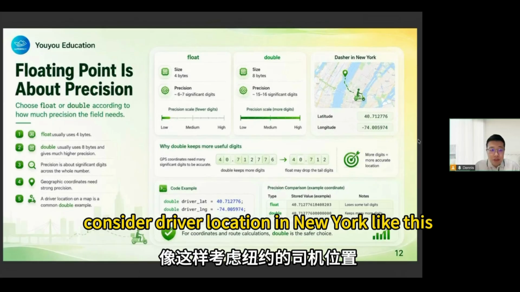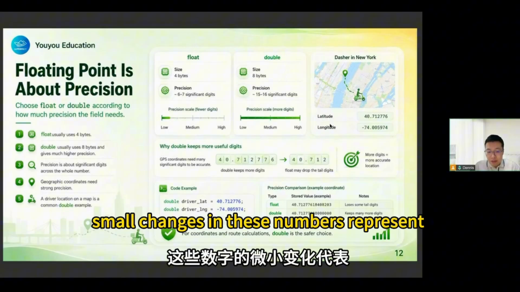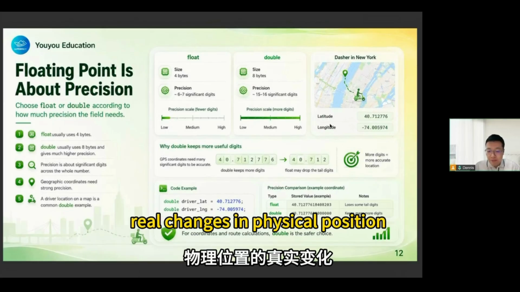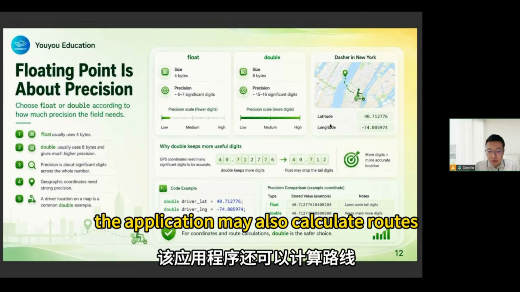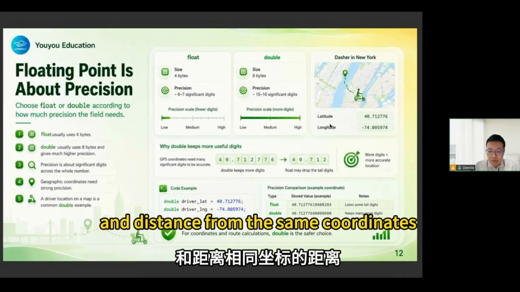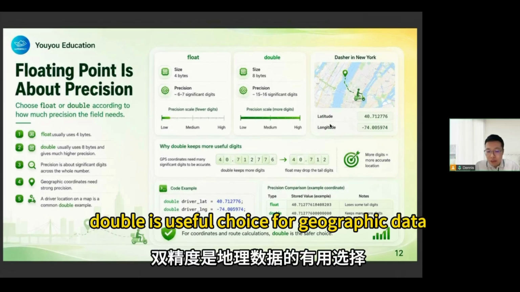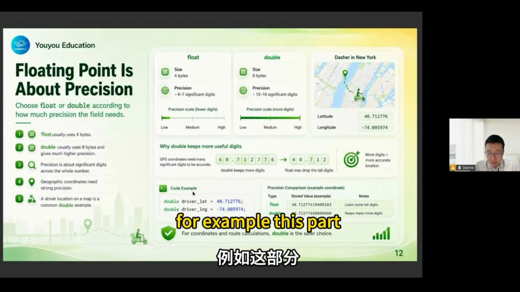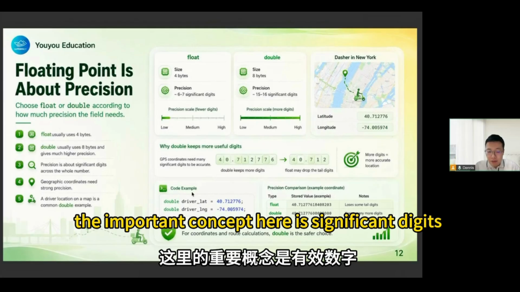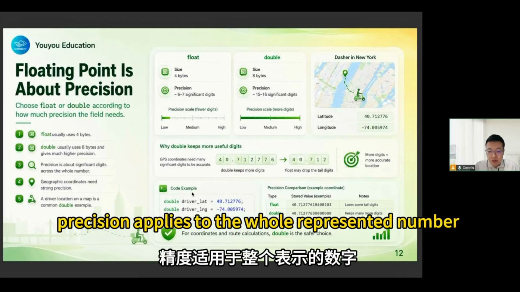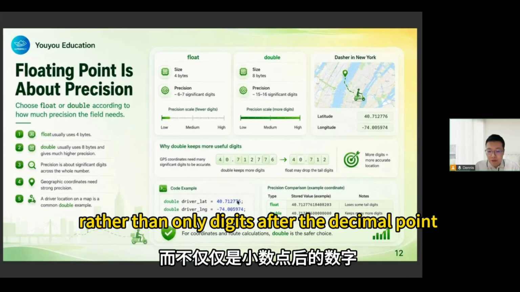Consider a driver location in New York like this. Small changes in this number represent real changes in location. The application may also calculate routes and distances from the same coordinates. For this reason, double is a useful choice for geographic data. For example, in this part, the important concept here is significant digits. Precision applies to the whole number rather than only digits after the decimal point.